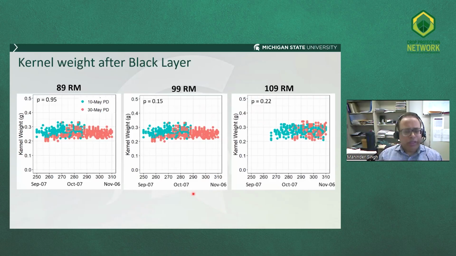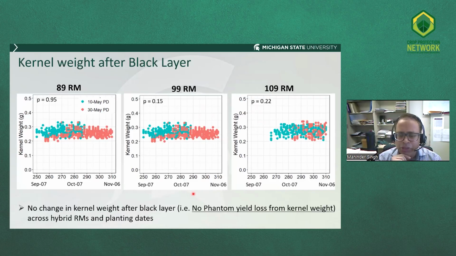One last point I want to make here. I've heard a lot about this phantom yield loss, and we were interested in whether part of it comes from the loss in kernel weight after we reach black layer. So we have multiple data here from different relative maturities across different planting dates, different years, growing seasons. We did not see a decline in kernel weight after we reach black layer. The data starts from black layer, and you can see we tracked it almost a month afterwards, and we did not see that. So we did not see that phantom yield loss coming from kernel weight.